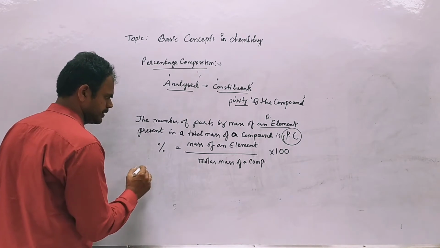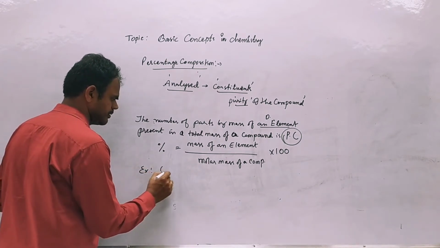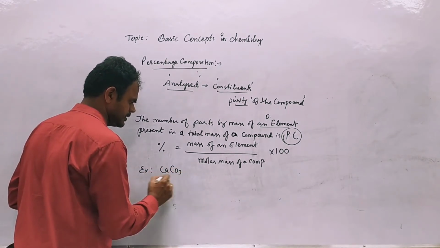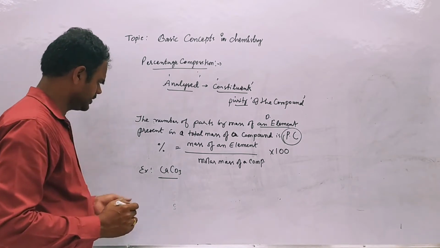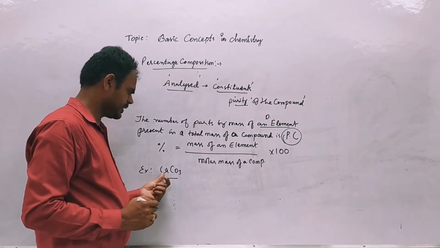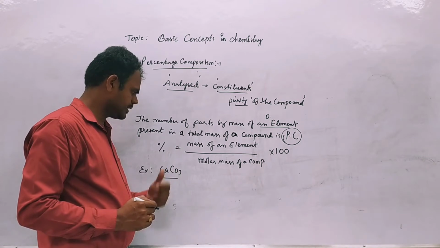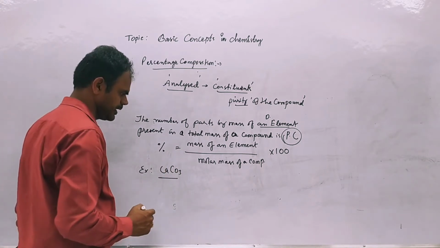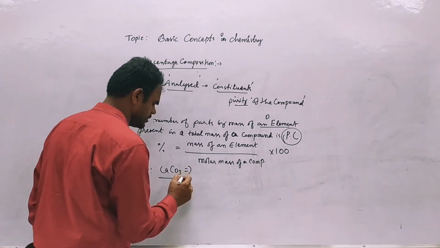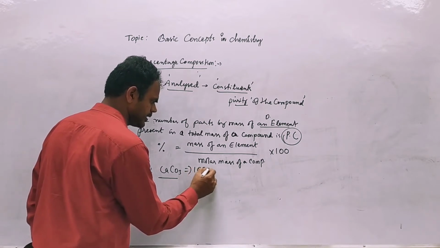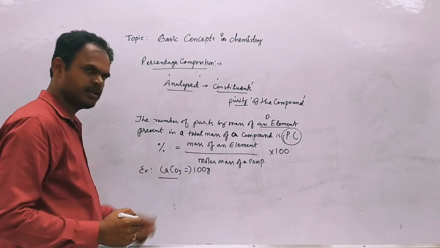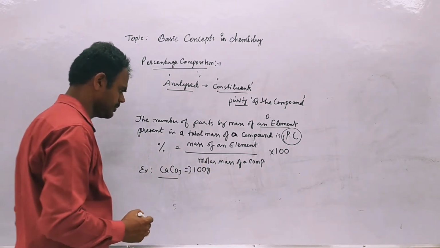So here is an example I am taking. Calcium carbonate: what is the percentage composition of the calcium, and what is the percentage composition of the carbon and oxygen, if you want to determine? So let us assume that the molar mass of the compound is 100 grams. So the molar mass of the calcium carbonate is 100 grams.